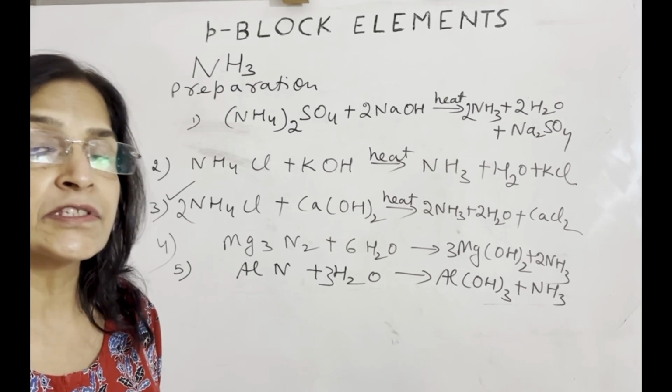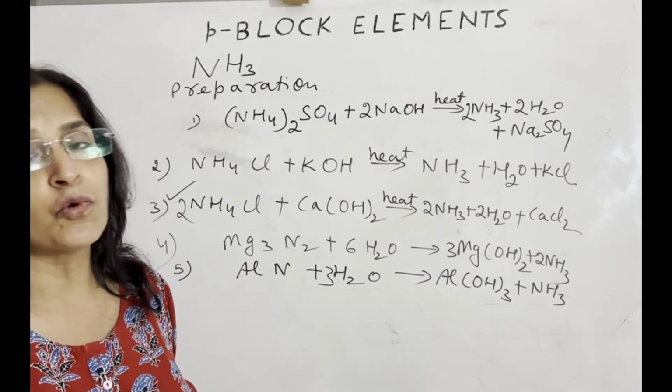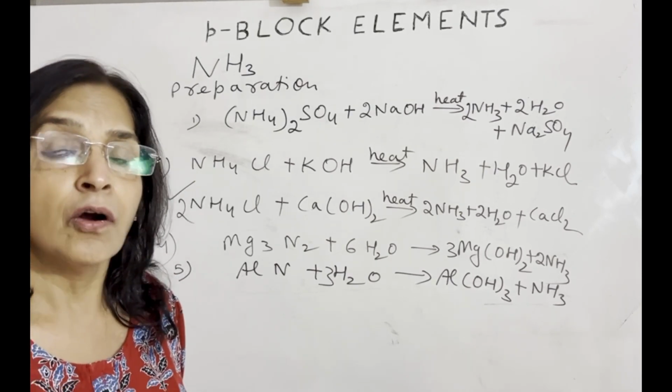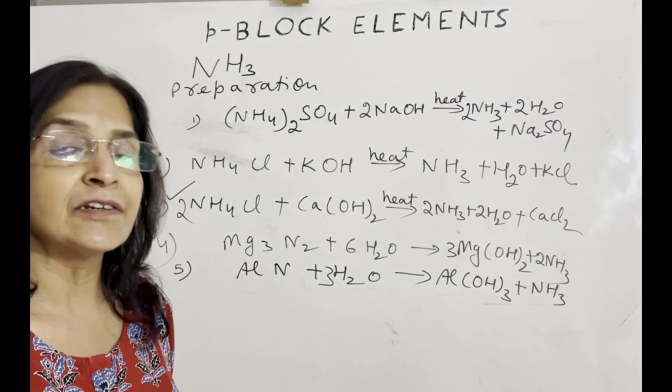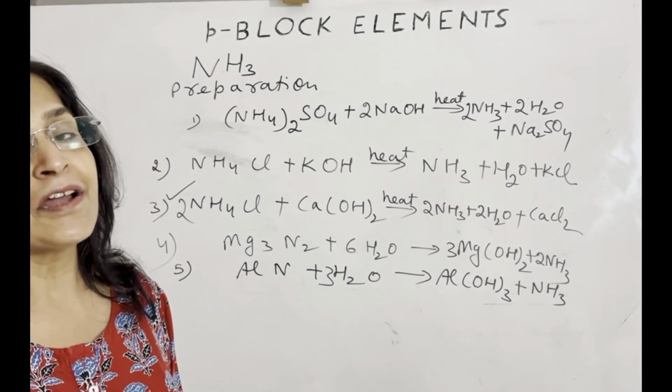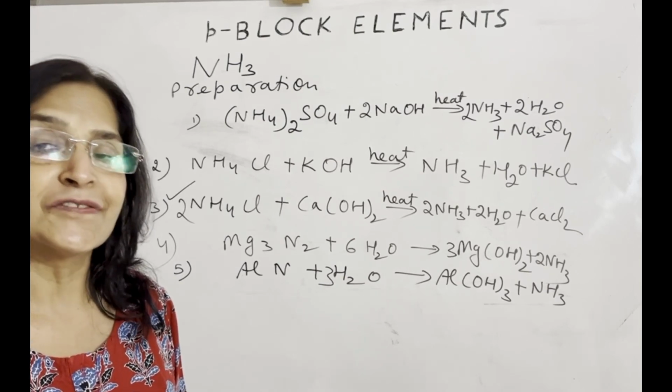That is calcium oxide. We can't remove moisture by passing moist ammonia through sulfuric acid or phosphorus pentaoxide, because these compounds will react with ammonia. With sulfuric acid, ammonium sulfate will form, and with phosphorus pentaoxide, ammonium phosphate will form.